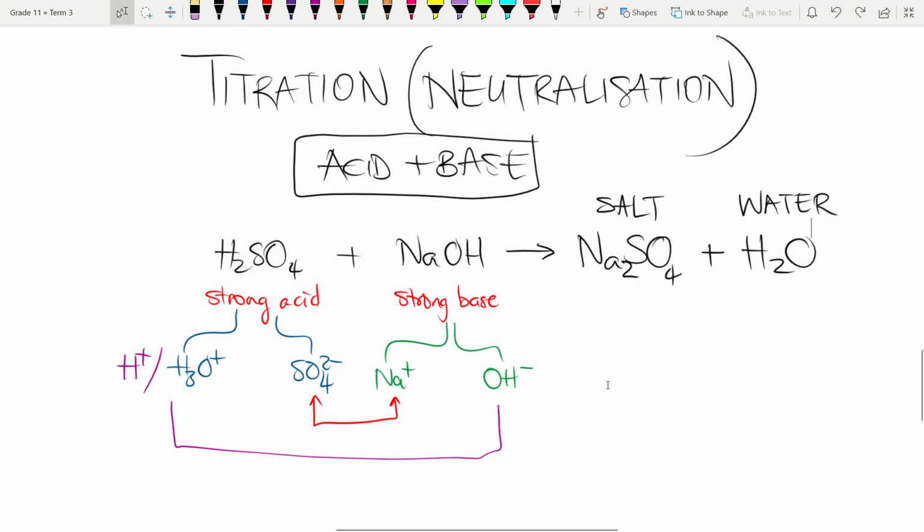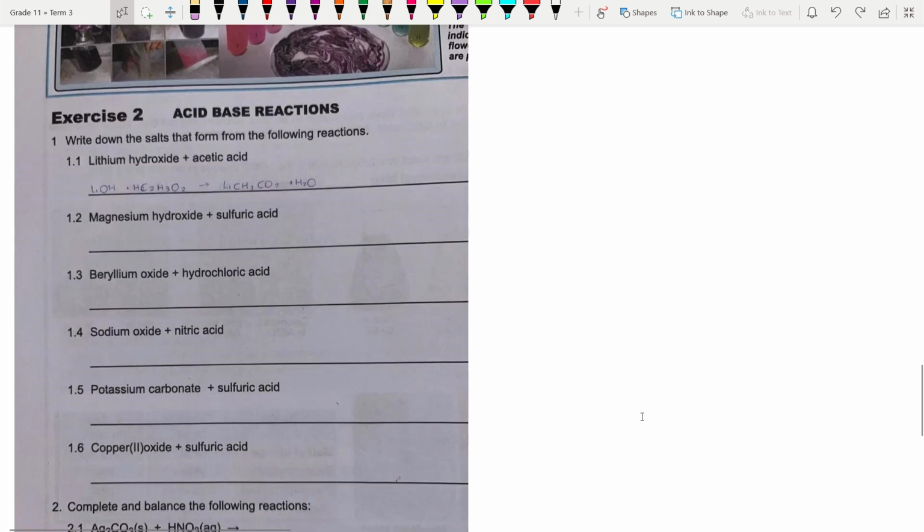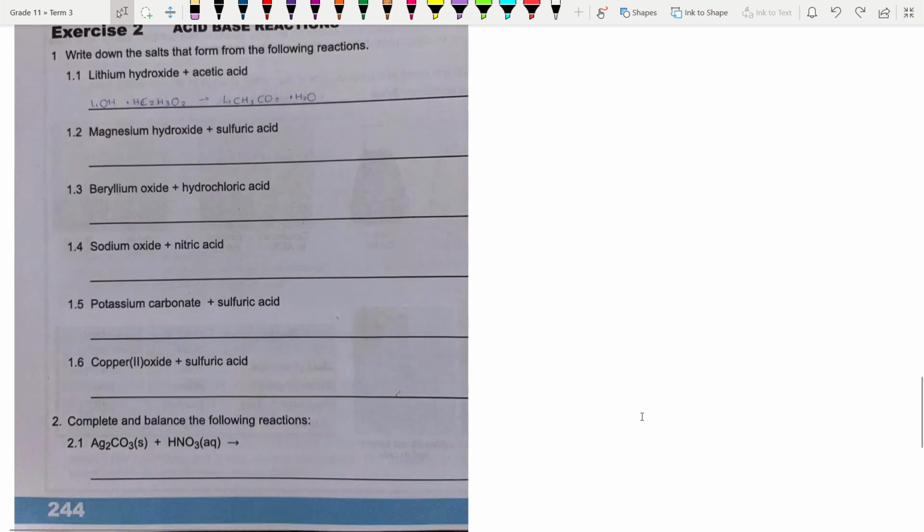So let's take like 2 minutes to see what the answers are going to look like on your homework. Write down the salts that form from the following reactions. 1.1, lithium hydroxide. Lithium is a metal, hydroxide is OH, so you're going to have lithium OH plus acetic acid. So acetic acid is actually this, CH3COOH. We're going to use acetic acid a lot in grade 12.